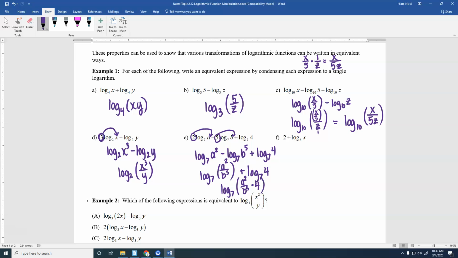Again, they're probably not going to leave it this way because they're probably going to want to combine that. So that 4 is not currently a fraction, but you can make it a fraction by putting it over 1. And to multiply fractions, you just multiply straight across. So you will get log base 7 of 4a squared over b to the 5th. Okay, questions so far? All right, what about F?